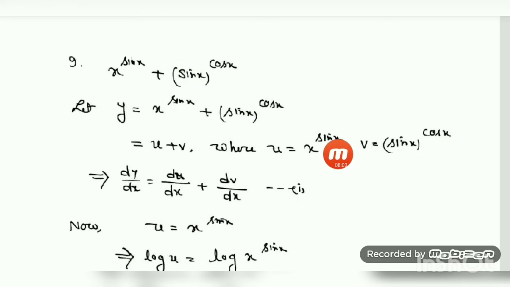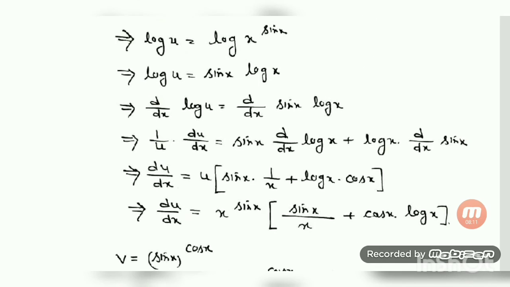Power is variable, so take log on both sides. That's why I have written here u is equal to x to the power sin x. Log of u is equal to log of x to the power sin x. Then the power can be written as a product, so it becomes log of u is equal to sin x into log of x. Always do the simplification step; after that only you take the derivative. Then I have taken the derivative on both sides, that is d/dx of log u is equal to d/dx of sin x into log x.